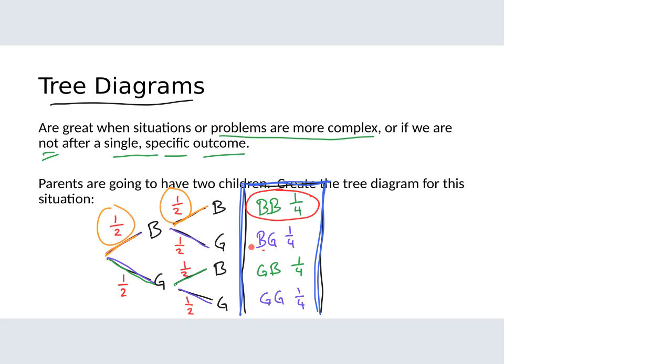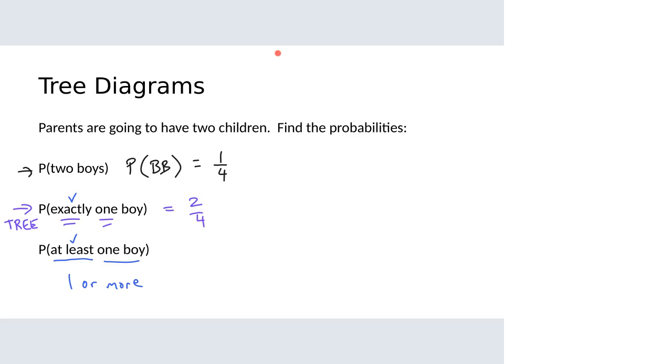At least one boy. Yep. At least one boy. Yeah, I got one there. At least one boy. No, that one's no good. So the probability of getting at least one boy, well, that can happen this way or this way or this way. So I need to add all three of those together. And then 1/4 plus 1/4 plus 1/4 is 3/4. So the probability of getting at least one boy is 3/4.